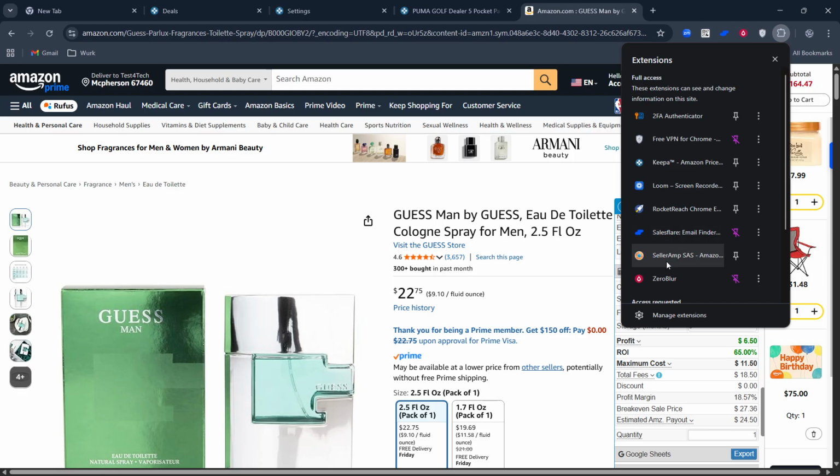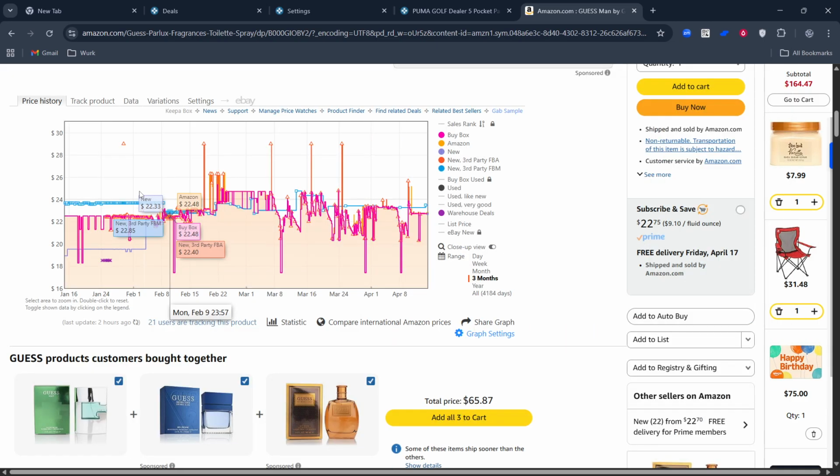Next, open an Amazon product page you're interested in. Once the page loads, open the SellerAmp SAS panel. It usually sits on the side of the screen and gives a quick snapshot of profit, fees, and restrictions. Then scroll down the product page to find the Keepa chart. Keepa visualizes sales rank, price, offers, and buy box history over time, which is essential for judging demand and stability.